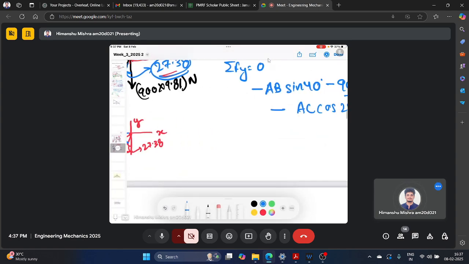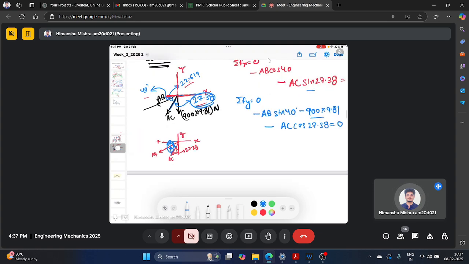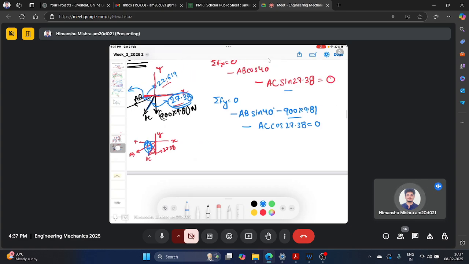If you choose this angle 62, then it will be sine 62 instead of cos 27.38, and both are okay. It's your choice which angle you need to choose. So this is your equation 2, this is your equation 1.